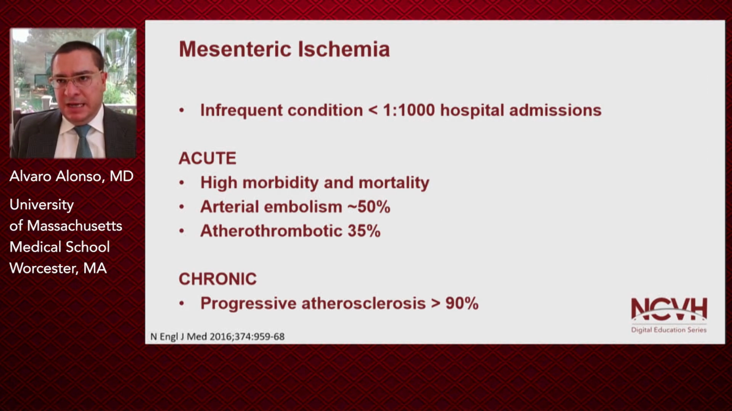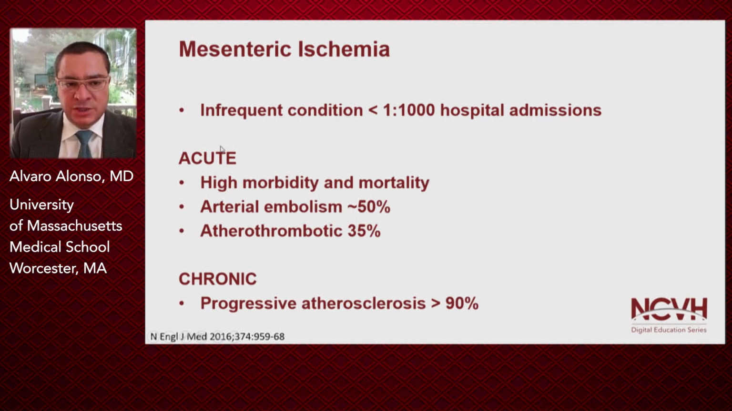Mesenteric ischemia is infrequent. The true prevalence is not completely known. We know that of patients that present to the hospital with abdominal pain, less than 1 in 1,000 are related to mesenteric ischemia. Now, many of those may be acute mesenteric ischemia, although I have also seen patients with chronic mesenteric ischemia presenting to the hospital. Many with chronic mesenteric ischemia could also be evaluated as outpatients.